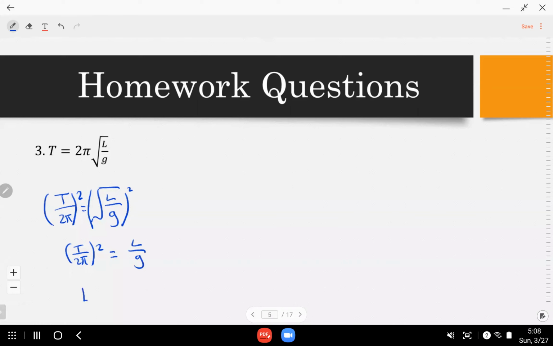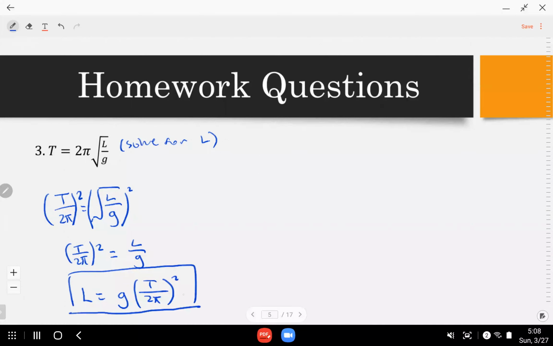So after that you move the g to the other side. So basically L equals g times T over 2 pi to the power of 2. Yes, very good. Did everybody understand that? No questions, right? L is equal to g times T over 2 pi squared.